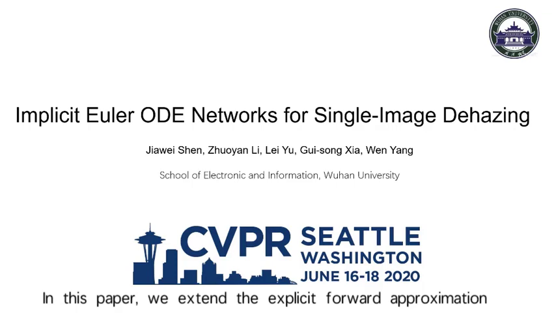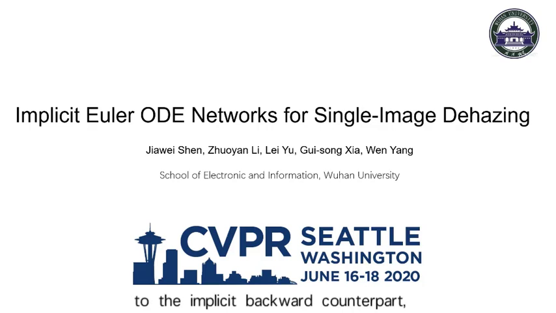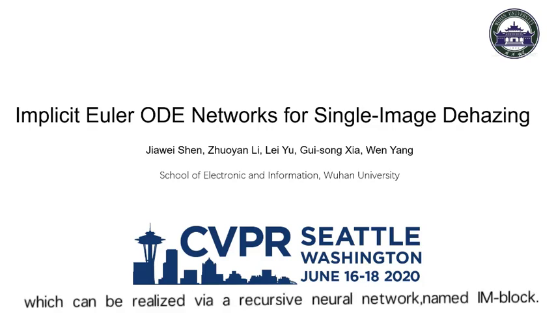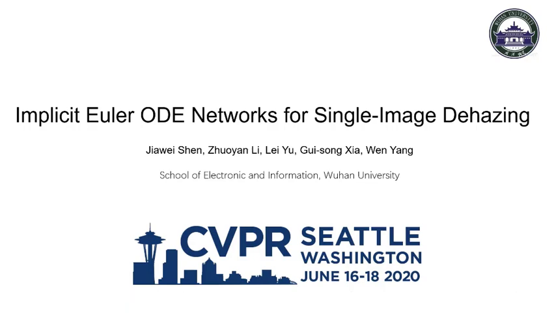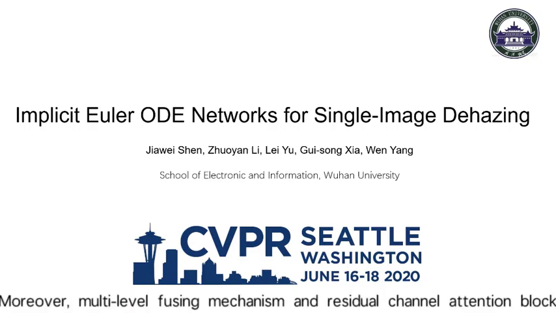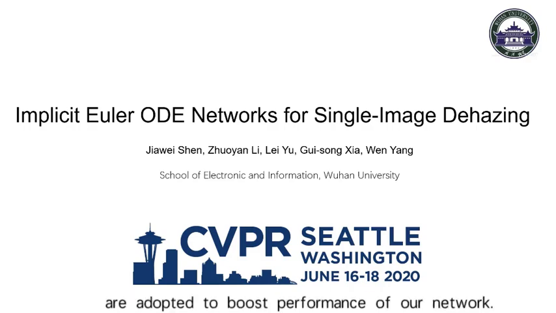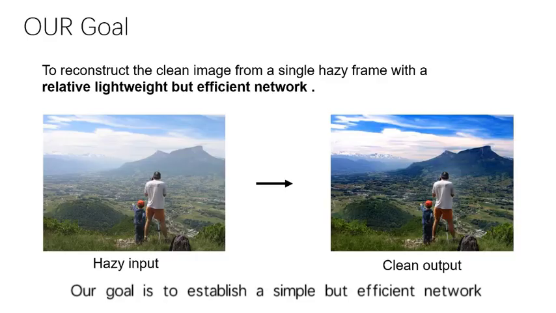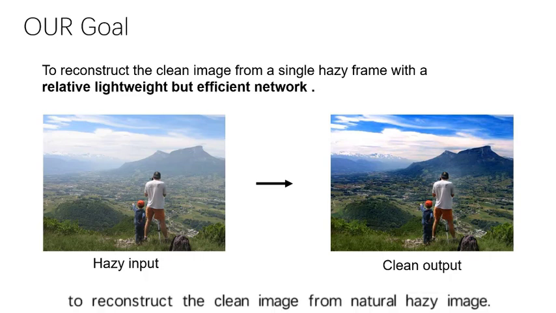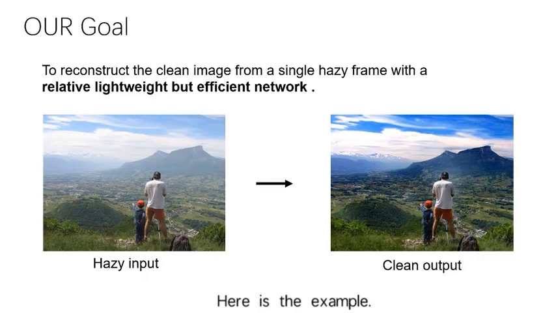In this paper, we extend the explicit forward approximation to the implicit backward counterpart, which can be realized via a recursive neural network named IM-block. Moreover, multi-level fusing mechanism and residual channel attention block are adopted to boost performance of our network. Our goal is to establish a single but efficient network to reconstruct a clean image from the natural hazy image. Here is an example.